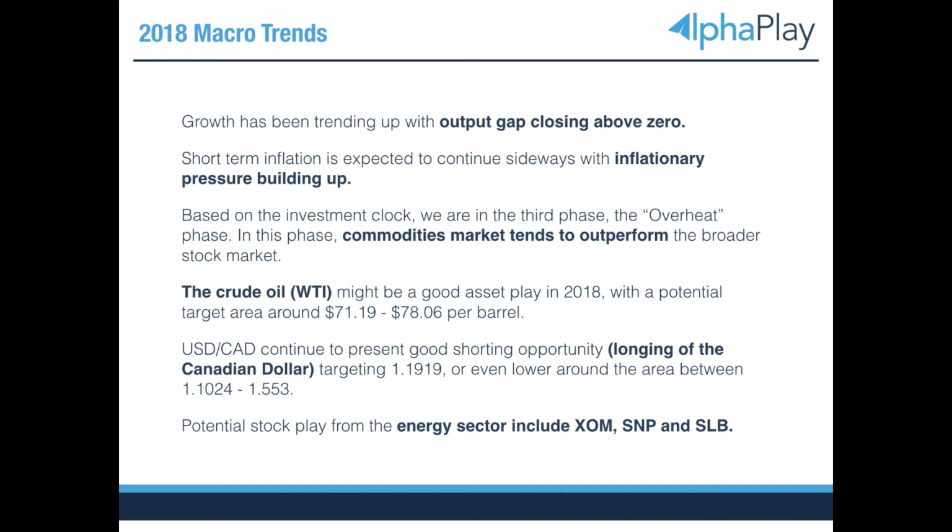Output gap in layman's terms is a measurement of how much more room in terms of capacity the economy can take. When output gap is above zero, it means you have reached maximum capacity. This is important because when output gap crosses above zero, inflationary pressure kicks in. So that's where I have the second.